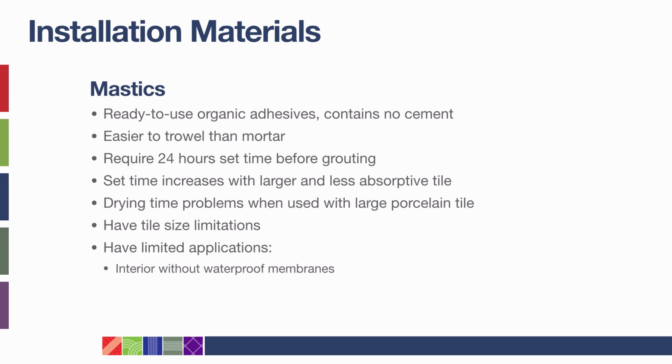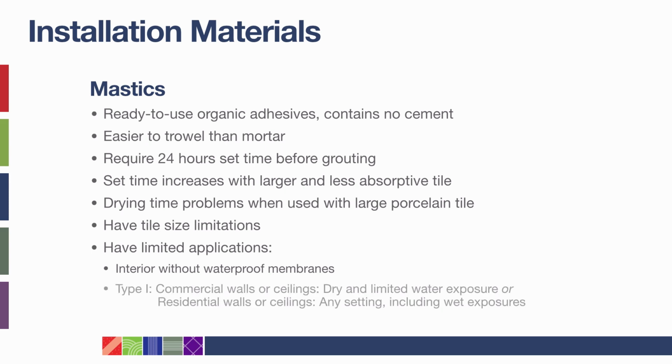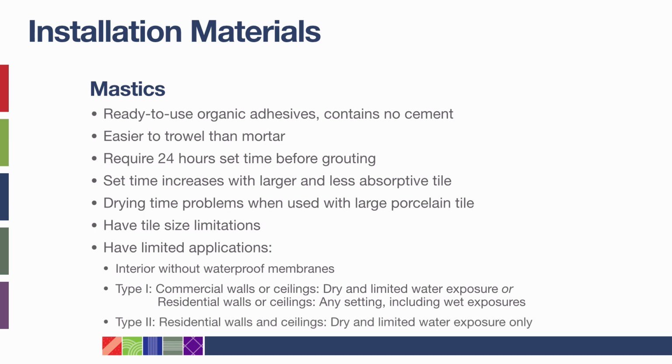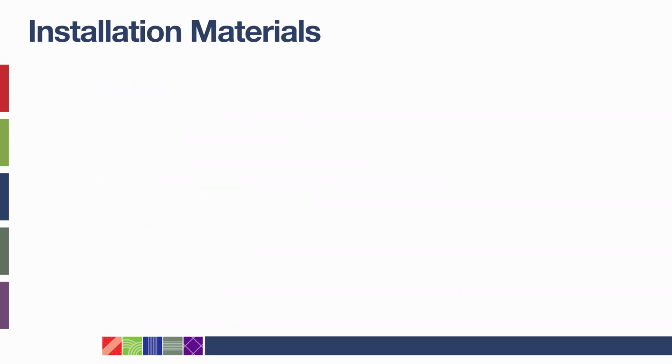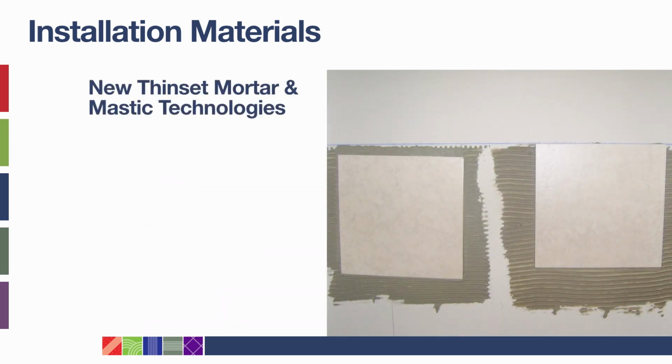ANSI classifies two types of mastics. According to ANSI A136.1, Type 1 mastics may be used in commercial wall and ceiling applications in dry and limited water exposure settings, or in residential wall and ceiling applications in any setting, including wet exposures. Whereas Type 2 mastics may only be used in residential wall and ceiling applications in dry settings or those with limited water exposure.